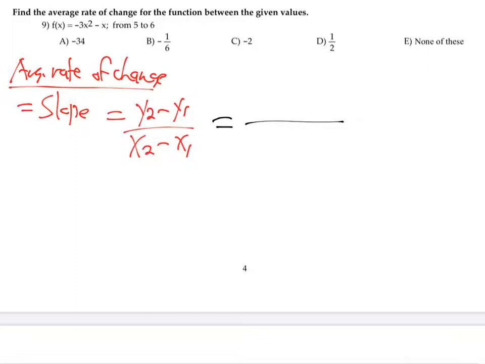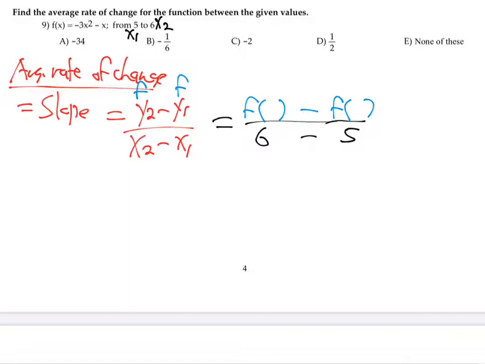Okay, so what are my 2 x values? Well, this is x1 and this is x2. So x2 is 6 minus x1 is 5. Okay. Now what do I do on the top? I don't see any y values. Let me spread these out a little bit here. I don't see any y values. Well, remember, y values are function values. So this is going to be f minus f. Remember, y values are function values.